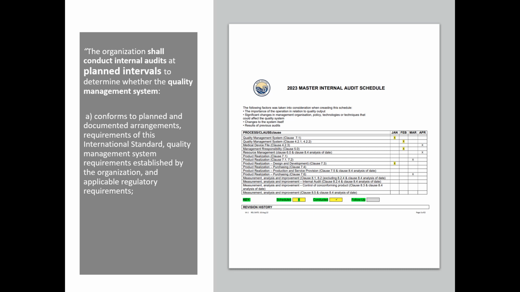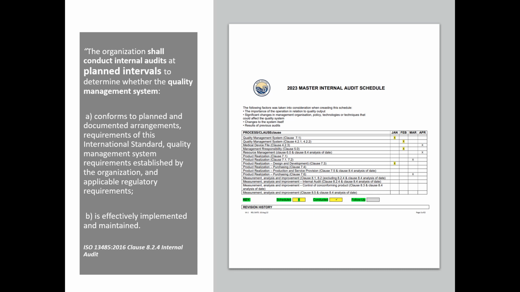Part A of the clause states that your schedule or your plan should conform to planned and documented arrangements, requirements of this international standard, quality management system requirements established by the organisation, and applicable regulatory requirements. And it states that your plan should be effectively implemented and maintained. What does that mean? Well, you don't just prepare it at the beginning of the year and put it away in a file. No, it is a live document.